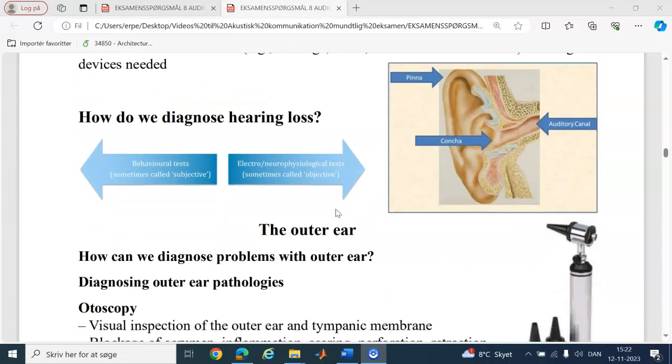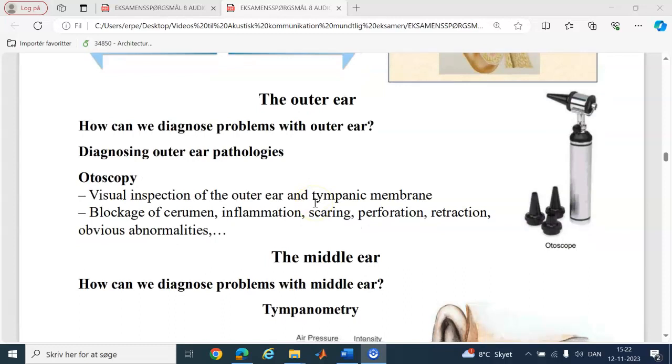How do we diagnose hearing loss? Behavior tests, sometimes called subjective, or electroneurophysiological tests, sometimes called objective. The outer ear: how can we diagnose problems with the outer ear? Otoscopy. Visual inspection of the outer ear and tympanic membrane. Blockage of cerumen, inflammation, scarring, perforation, retraction, obvious abnormalities.